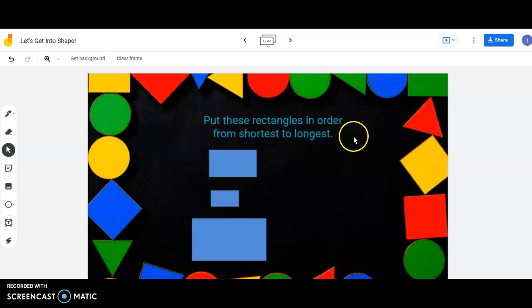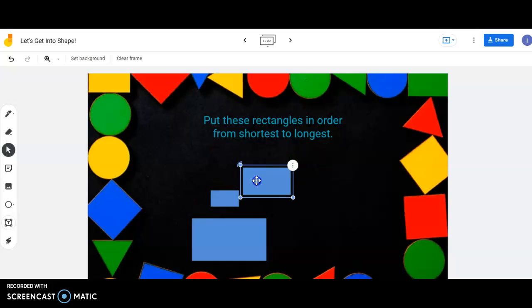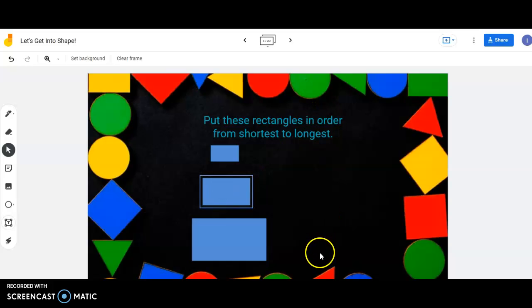Now, put these rectangles in order from shortest to longest. I would ask them to think about it in their heads, and then I would ask a student to come up to the board who's comfortable, and they would order them. So we would hope that the students would order them like so.